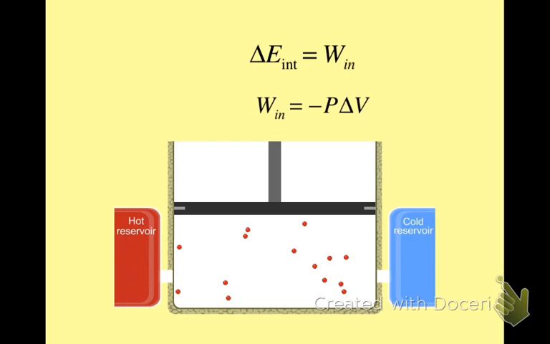So these are the equations that you will use. Work in is equal to negative P delta V, which corresponds to the area under a curve for a pressure volume graph. So if you have a graph of pressure versus volume, the area under that curve corresponds to the work done.